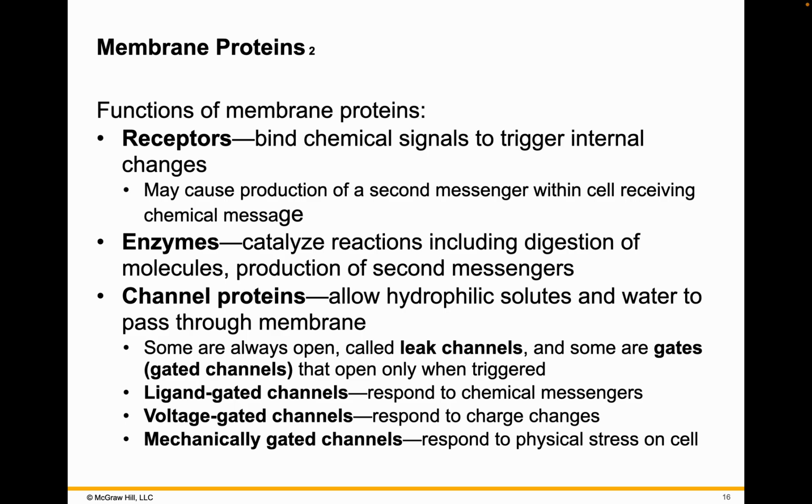There are also channel proteins that allow hydrophilic solutes and water to pass through the membrane. There are some that are always open. They are called leak channels, and some that are closed sometimes, called gated channels, and they only open when they're triggered, and the things that can trigger them are different. So if we have a ligand-gated channel, it will respond to the binding of a chemical messenger, a ligand. We have voltage-gated channels that will respond to changes in electrical charge. And we also have mechanically gated channels that will respond to physical stress on the cell.